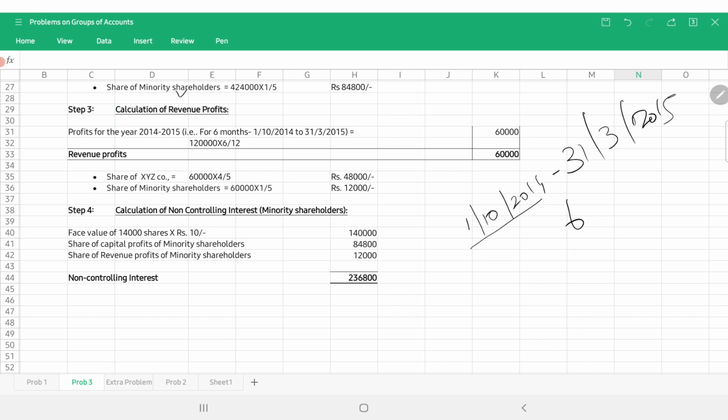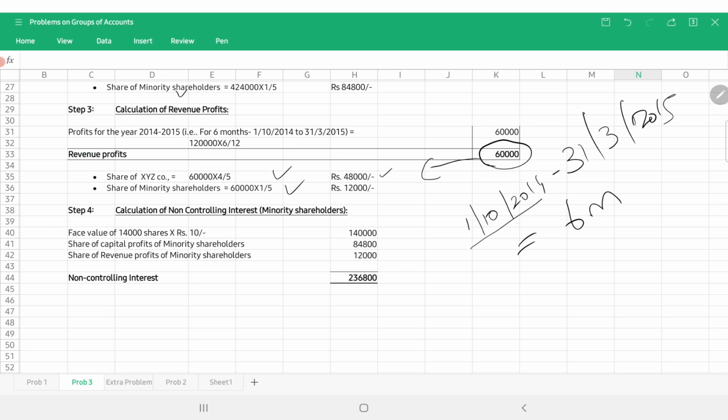it comes to 6 months, correct? So the 6 months' profit alone we have to take. Out of 1,20,000, which is given in the question as the total for 2014-15, the remaining 6 months we are going to take, which comes to 60,000. So 60,000 is the total revenue profit. This should again be shared only among the parent company and minority shareholders using the ratio.